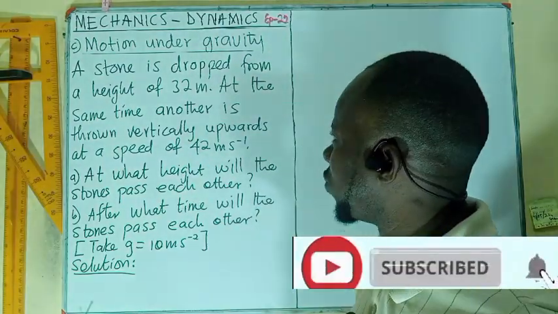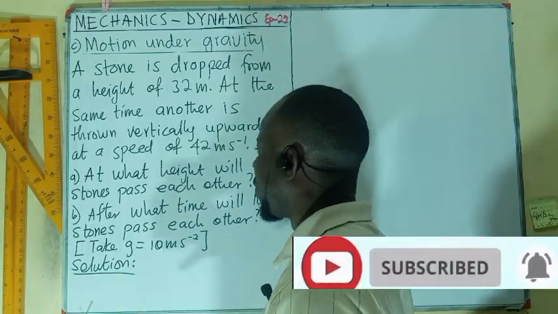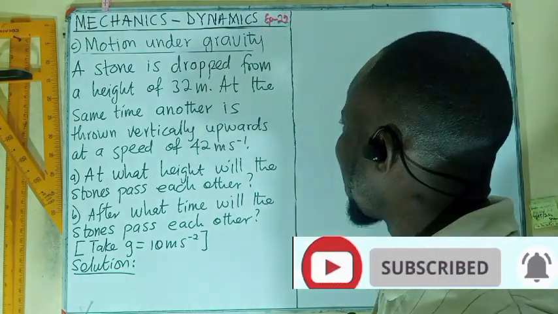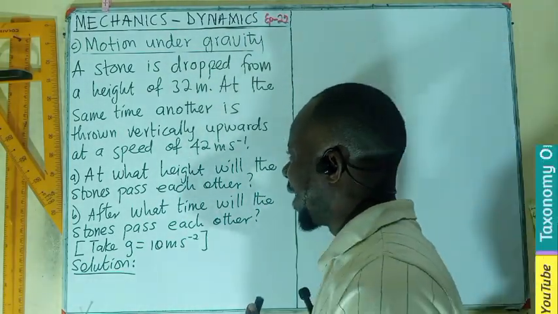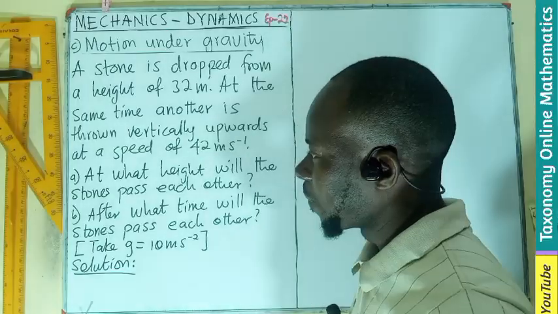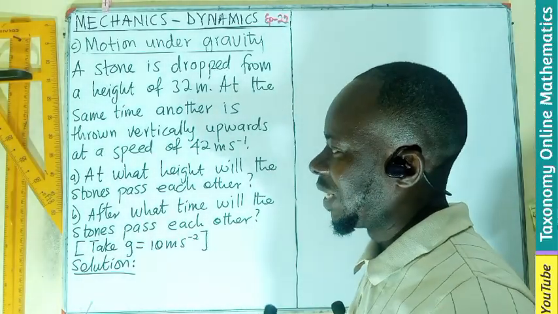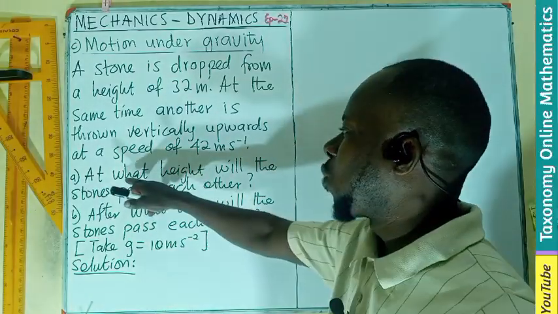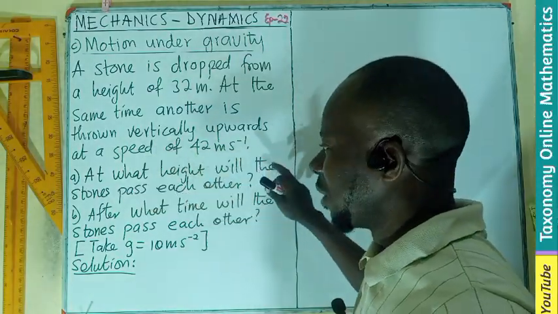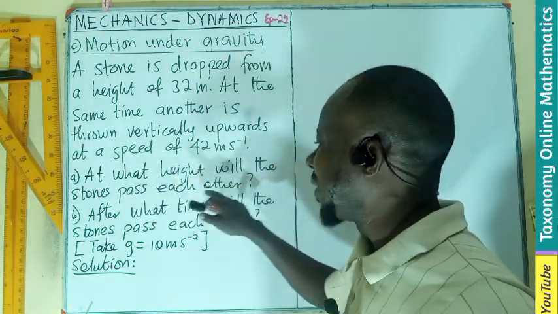So a stone is dropped from a height of 32 meters. At the same time, another is thrown vertically upward at a speed of 42 meters per second. So first question, at what height will the stones pass each other?